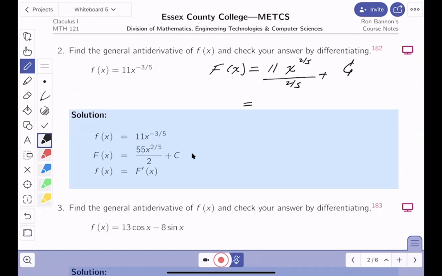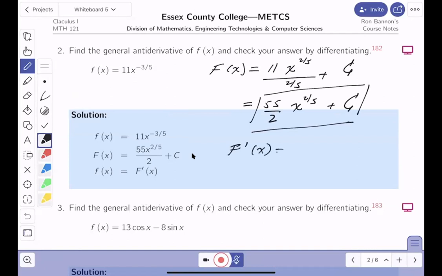Again, I'm going to simplify this, but I'm not saying it's the right answer. I'm just saying I'm going to simplify it. And what would that give you? 11 divided by 2/5 is 55 halves x to the 2/5 plus c. So I'm going to say this is my answer. But before I walk away, I want to check it. I want to check to see if F prime, that big F, is equal to little f. I don't know. Let's see what happens.